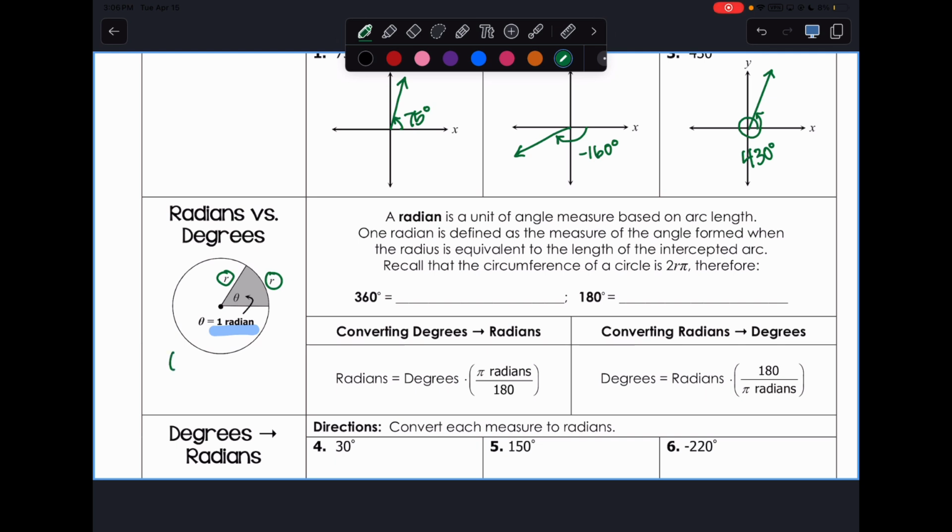If I said this theta is 2 radians, then it would be r, and then this would be 2r. Double that. Does that make sense? Okay. Are we okay? So 360 means I have 2 pi as my radians, and if I have 180, 1 pi. Always, always, always. Are you writing this down?